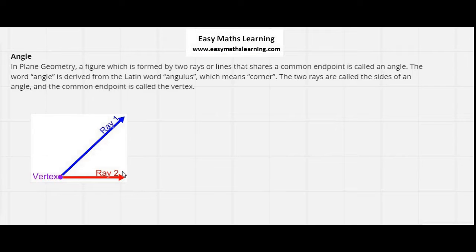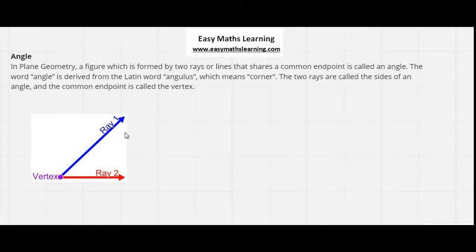According to the definition, in plane geometry, a figure which is formed by two rays or lines that share a common endpoint is called an angle. The word angle is derived from the Latin word angulus, which means corner. The two rays are called the sides of an angle, and the common endpoint is the vertex of the angle.